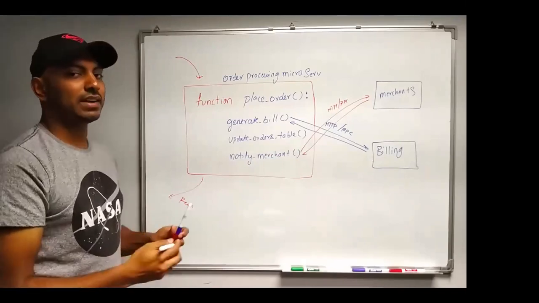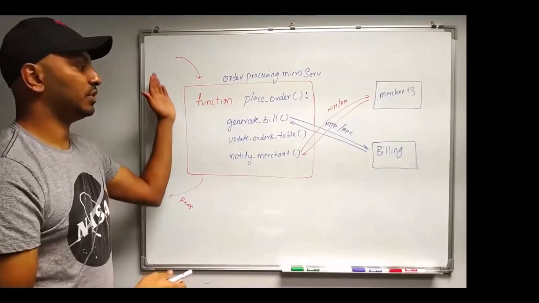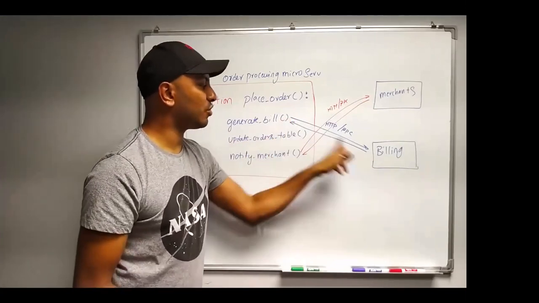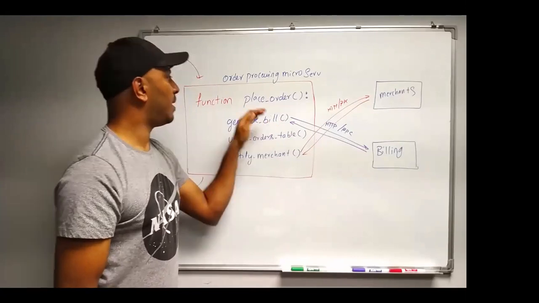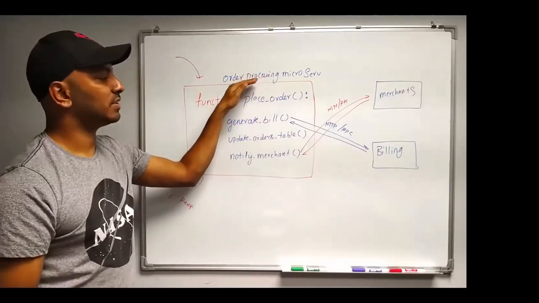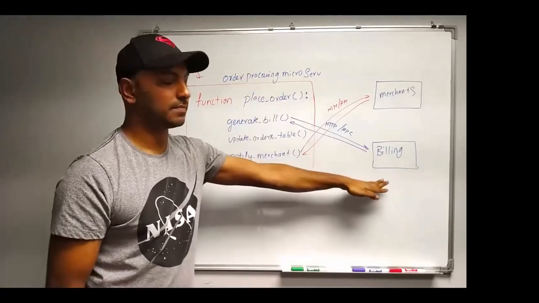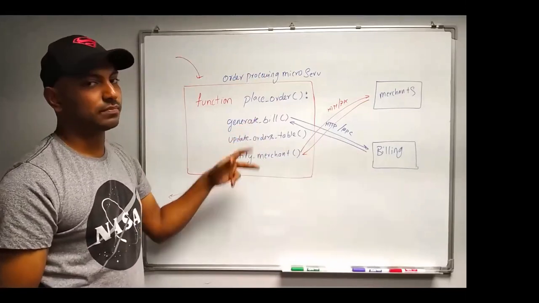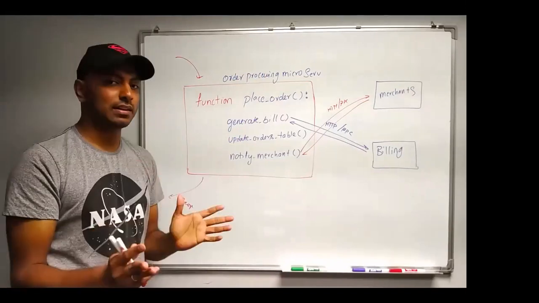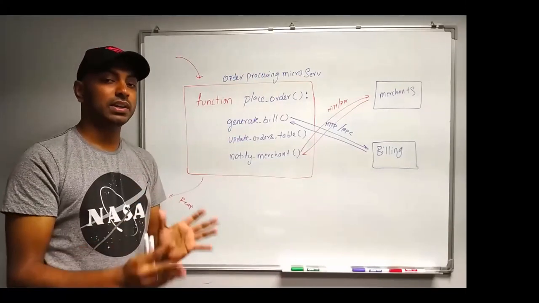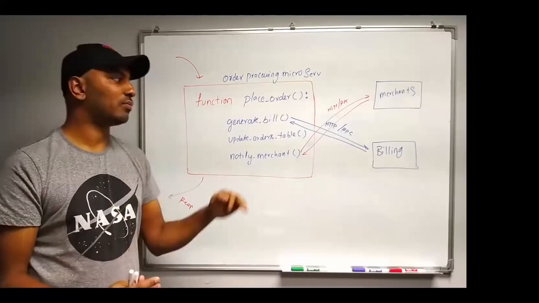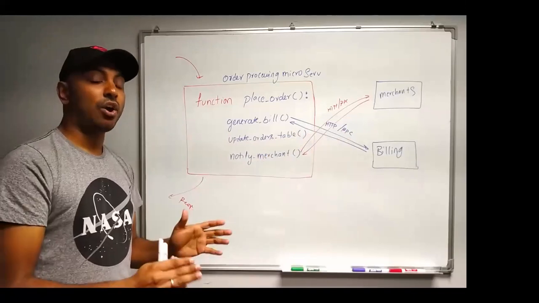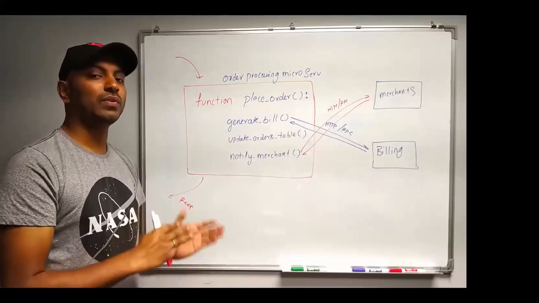There are so many advantages and disadvantages of doing it this way. What we are doing here is making a synchronous call from order processing microservice to billing microservice. And similarly, there are two different synchronous calls, right? So this is not really the ideal way to do it all the time. So let's learn what the different advantages and disadvantages of using synchronous calls between microservices are, and also learn how we do it using asynchronous calls.